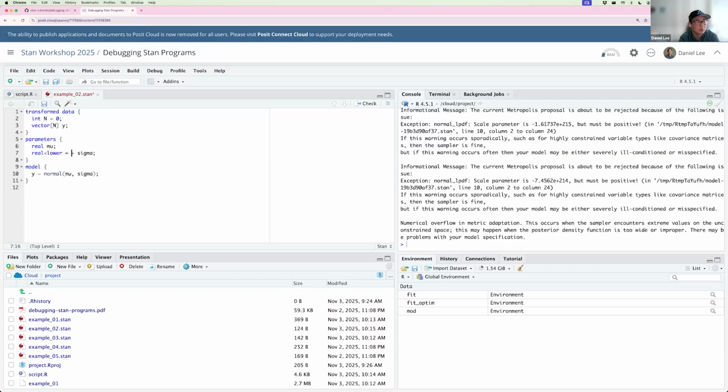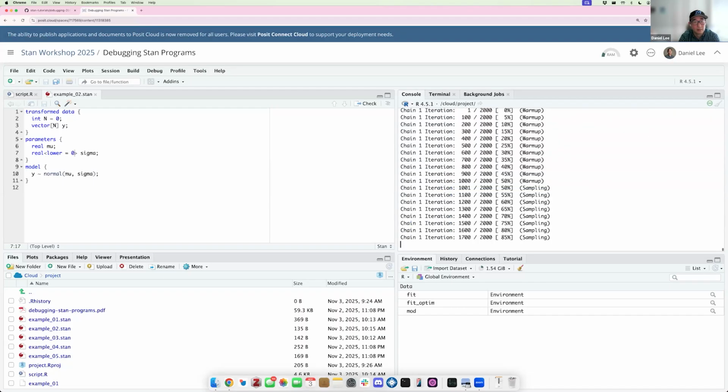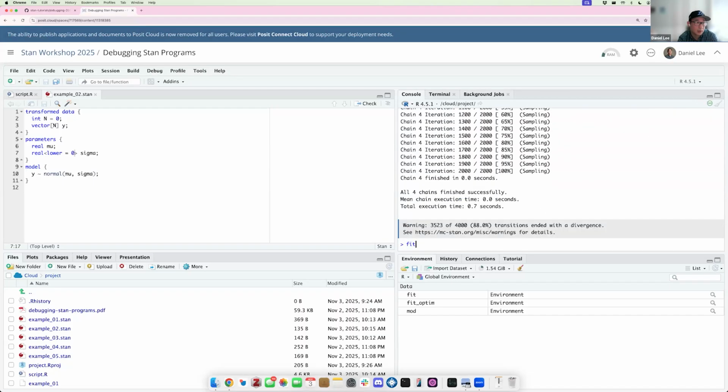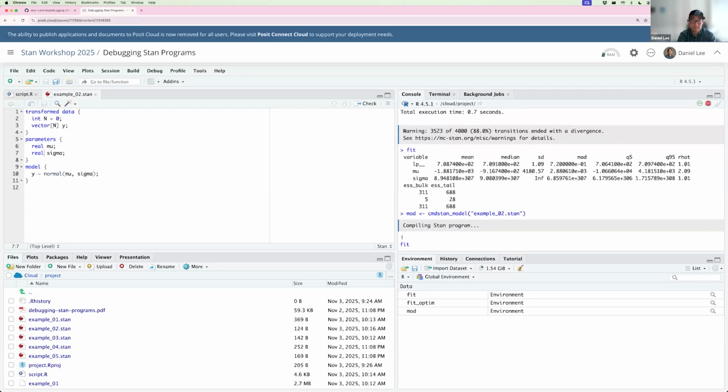Funny enough, I think if we do this, we break it. Let's see. It may not be enough. Yeah, so that actually runs when we constrain sigma to be positive, but when both of them are left unconstrained, we run into this issue.